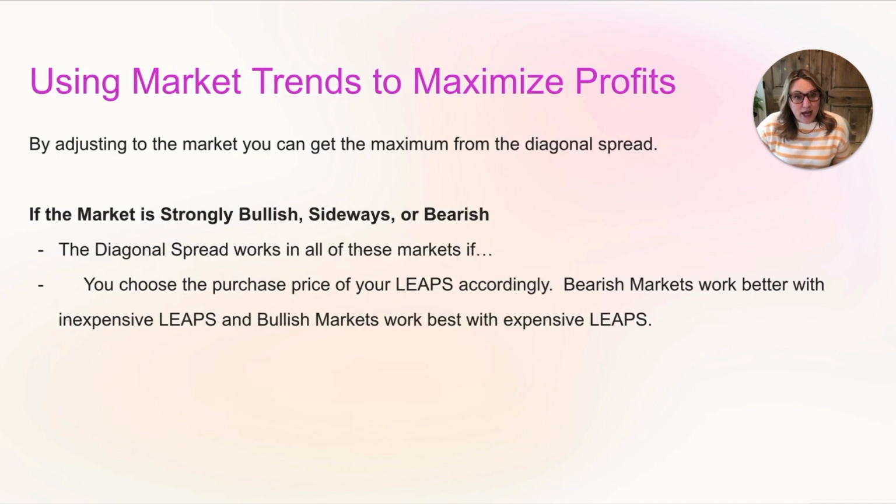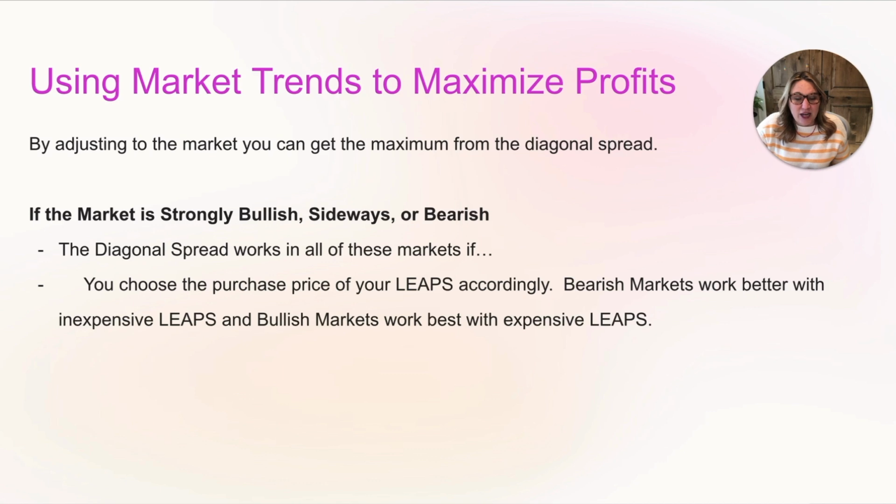All right, the next topic we're going to go into is using market trends to maximize profits. By adjusting to the market, you can get a maximum amount of money from the diagonal spread. If the market is strongly bullish, sideways, or bearish, the diagonal spread works in all of these markets if you choose the purchase price of your LEAPS accordingly. Bearish markets work better with inexpensive LEAPS and bullish markets work best with expensive LEAPS. And that's really the definition here.